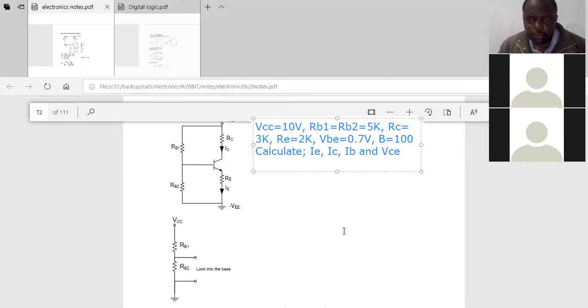RC was 2 kilo ohms and RB 3 kilo ohms, eh? Yes. RE 3 kilo ohms. Yes. Interchange them. Now let's get what you're getting. Which values are you getting? Which values did you get specifically?